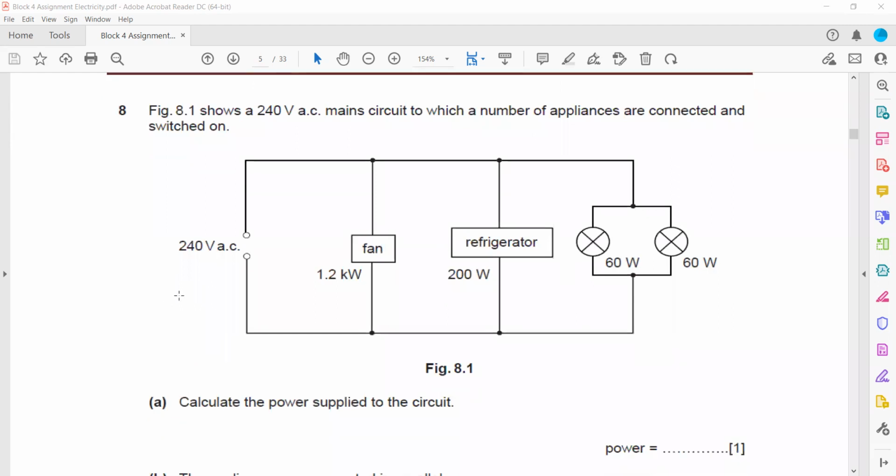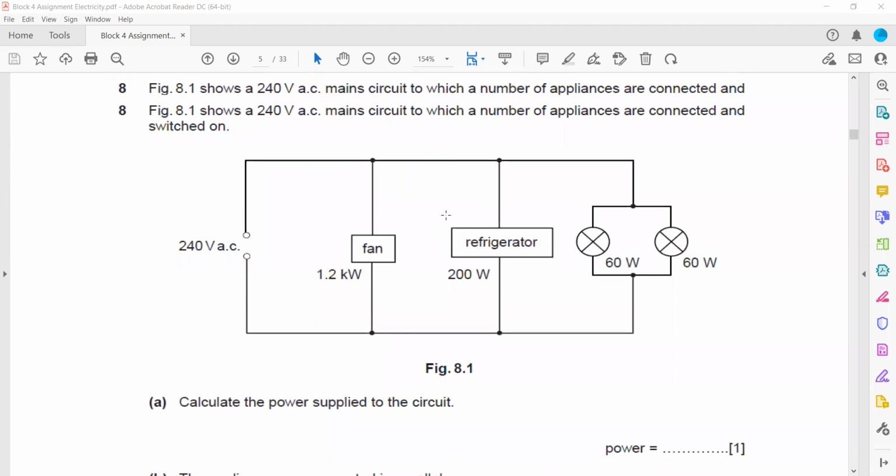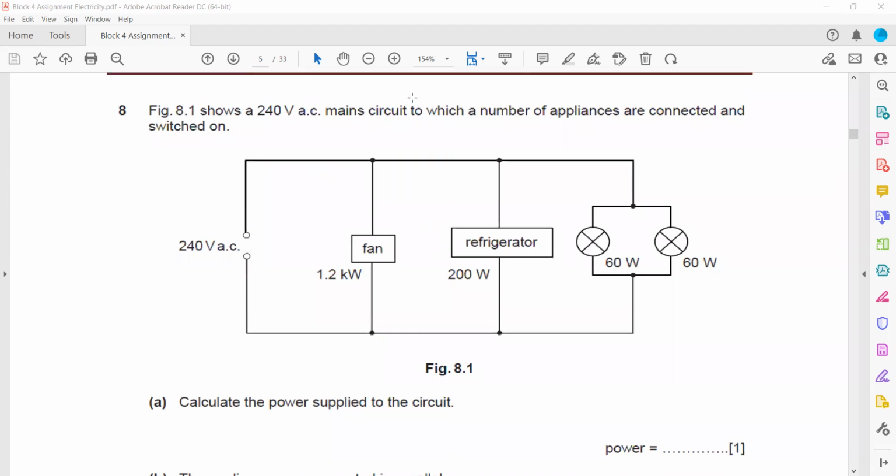Next, figure 8.1 shows a 240 volt AC mains circuit to which a number of appliances are connected. As you can see, all the appliances are connected in parallel. So if the supply voltage is 240, the fan will receive 240, the refrigerator will also receive 240 volts, and each lamp will also receive 240 volts. Because they are all connected in parallel, they receive the same voltage.